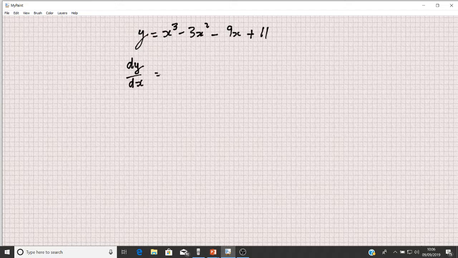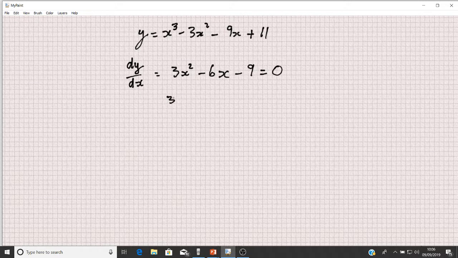Okay, so let's just note the cubic equation we have: y equals x cubed minus 3x squared minus 9x plus 11. So the first thing is to find the coordinates of the turning points. First derivative, set it to 0. dy dx is 3x squared minus 6x minus 9. We'll set that to 0 because we know that's where the turning points occur.